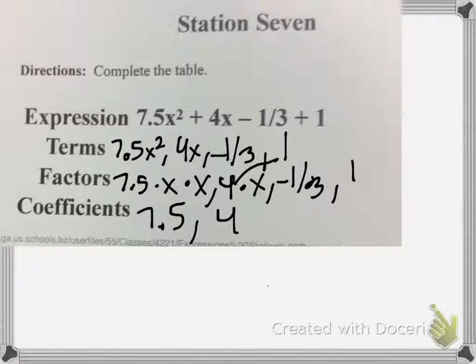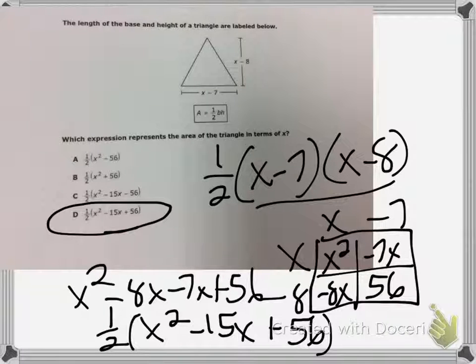Right here, all my terms are 7.5x squared, 4x, negative 1/3, and 1. My factors for the first one are 7.5 times x times x. Second one is 4 times x. Next one is just negative 1/3 and then 1. Coefficients are 7.5 and 4.